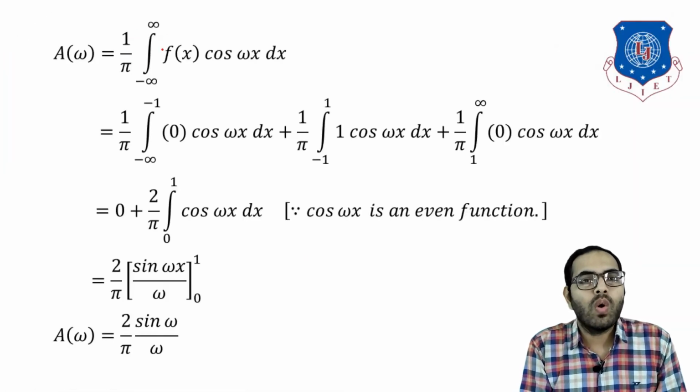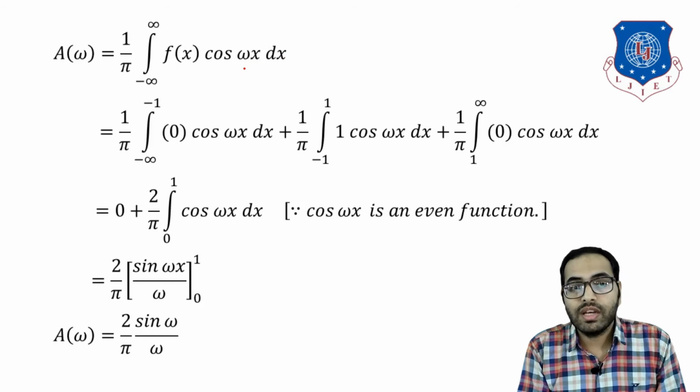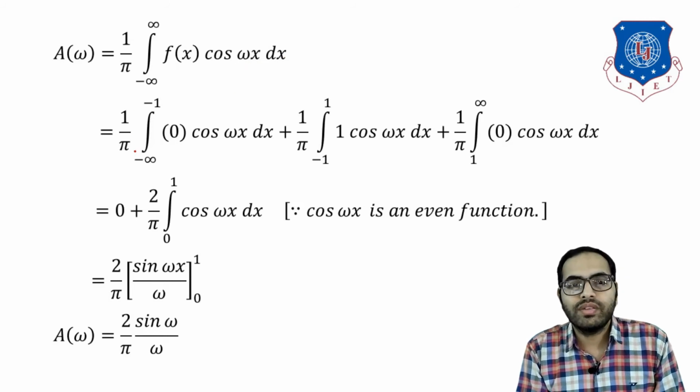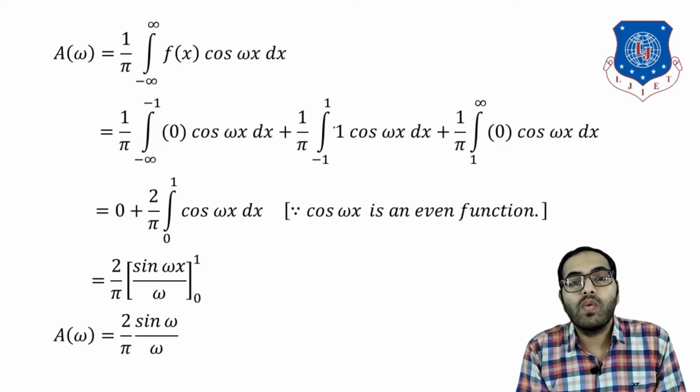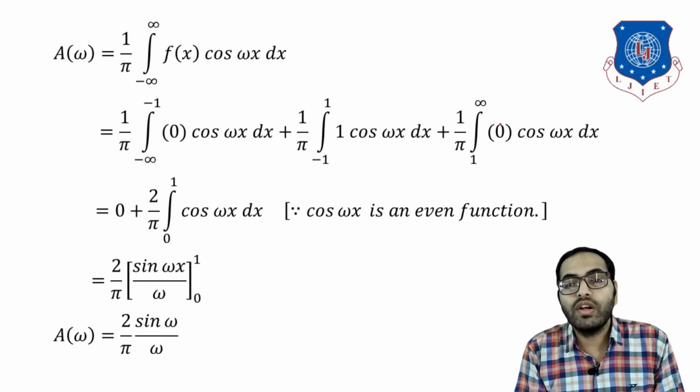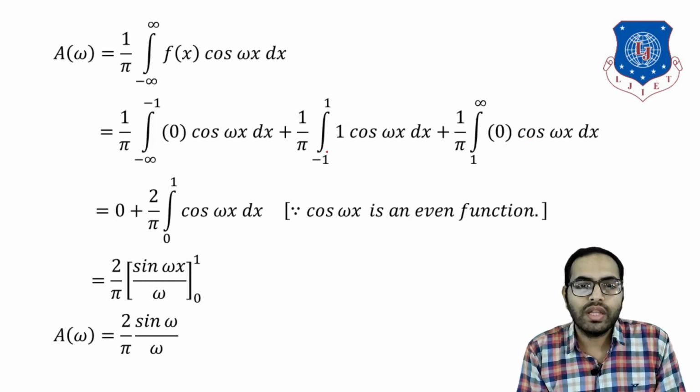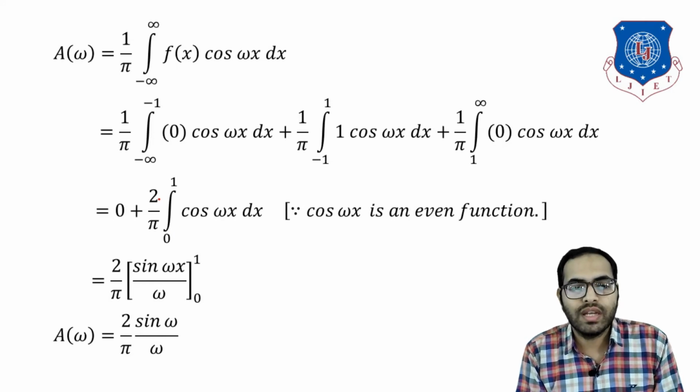Then a of omega is equal to 1 upon pi integral minus infinity to infinity f of x cos omega x dx. Firstly, what we have to do? Splitting the limits. According to this graphical representation, 1 upon pi is common, then minus infinity to minus 1 the function has value 0, minus 1 to 1 the function has value 1, and 1 to infinity the function has value 0. These are the split limits. Then the first and last terms become 0, because 0 into anything is 0. Then the middle term, from minus 1 to 1, cos is an even function, so multiply with 2 and take half of the limits, meaning 2 by pi integral 0 to 1 cos omega x dx.